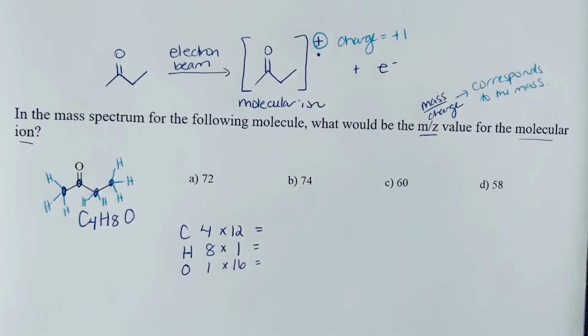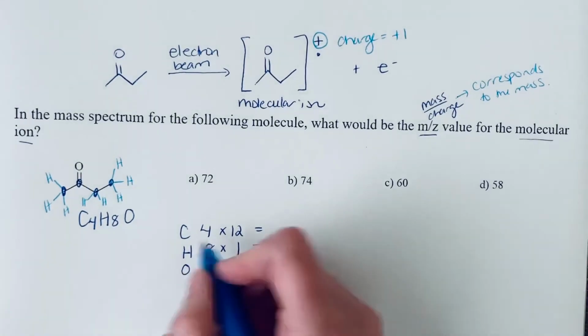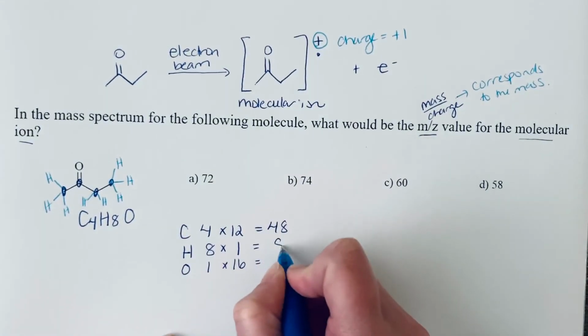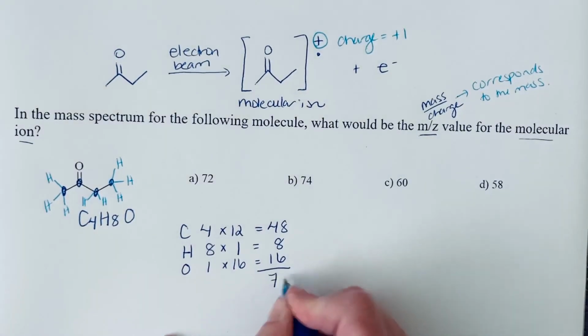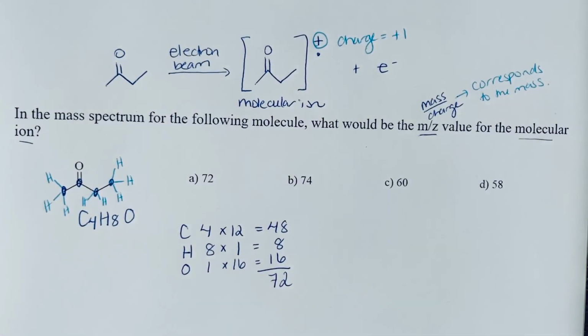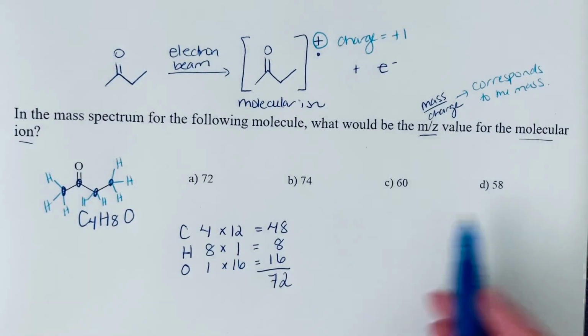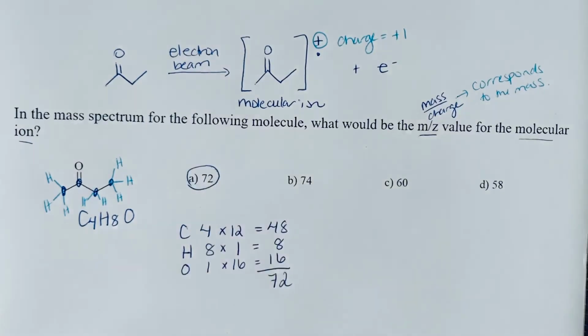So if we do the math here and we add this up, we would get 48 and 8 and 16. And if we were to tally this up, we would see that it weighs 72. And technically the units would be atomic mass units. So what we're looking at here then is the molecular ion showing up at 72.